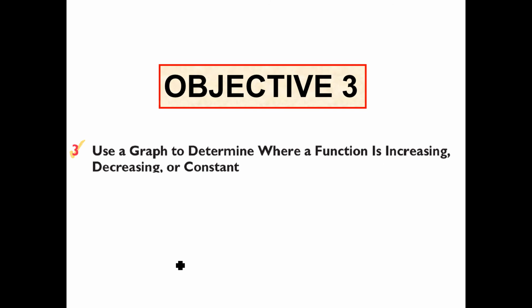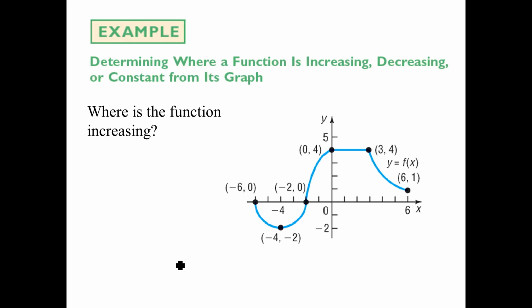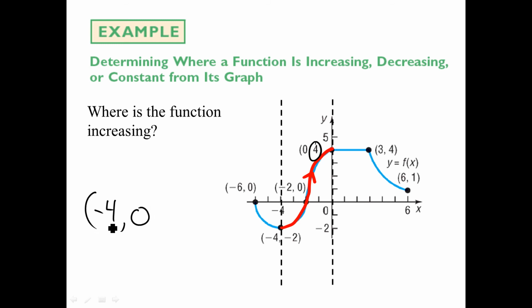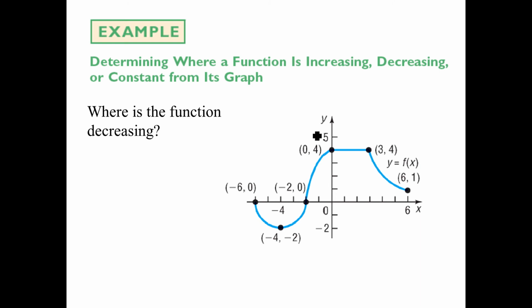Objective number 3, let's determine when a graph is increasing, decreasing, or constant. So, if we have a graph that looks like this, when is it increasing? It's increasing, you can see here from the red, between the x values of negative 4 and 0. The y values are getting higher until it hits (0, 4). So we want to say what x values are our y values going up. So these numbers here are going to be the x values that we're pulling off here, the negative 4 and the 0.